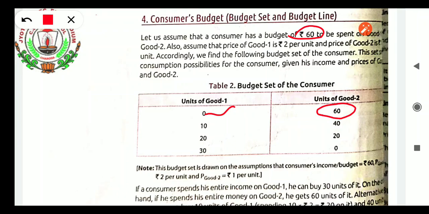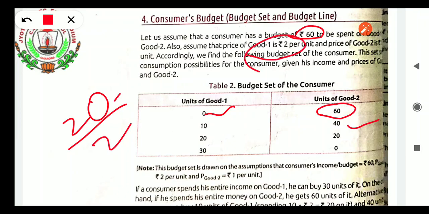If we purchase units of good 2, up to 40, definitely what is the cost of it? Here it won't come 20. Here why is it coming 10? Because whatever money is left out, that is 20 rupees left out. What is the price of good 1? That is rupees 2. So 20 upon 2, how many units of good 1 have we consumed? That is 10 units. Here we expense 20.